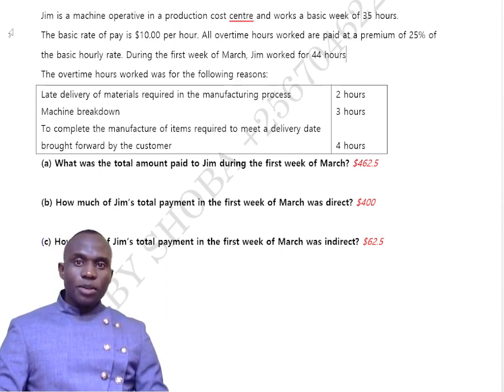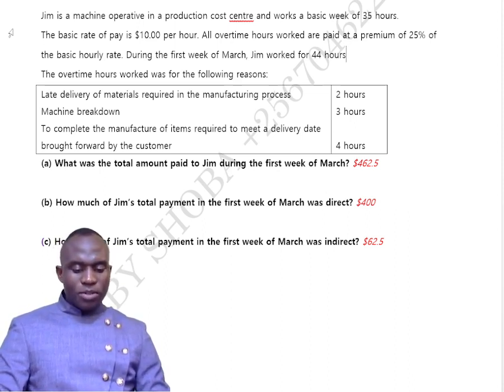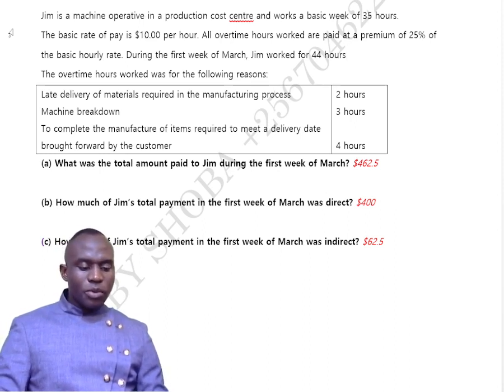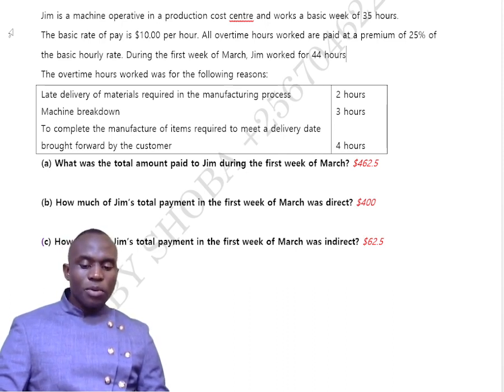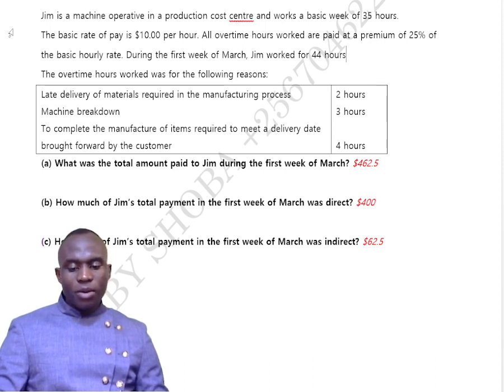Now, exam technique, you start by reading the question. They want us to calculate the total amount to be paid to Jim during the first week of March. Jim is a machine operative in a production cost center and works a basic week of 35 hours. So he's supposed to work for 35 hours. The basic payment is $10 per hour. Then all overtime is paid at a 25% premium. Premium, we said it is the increment.